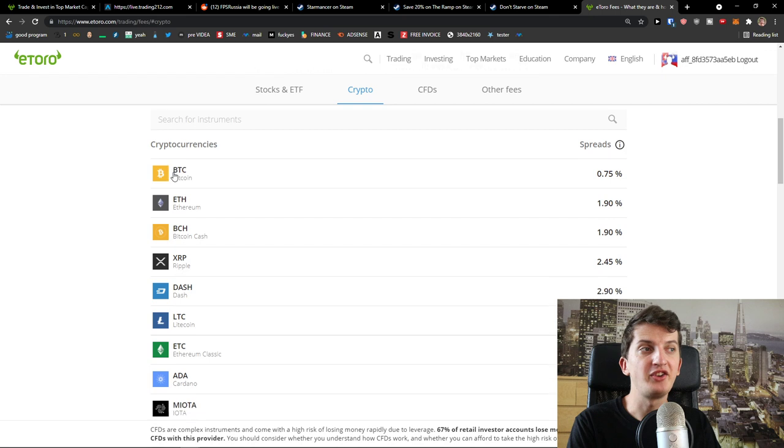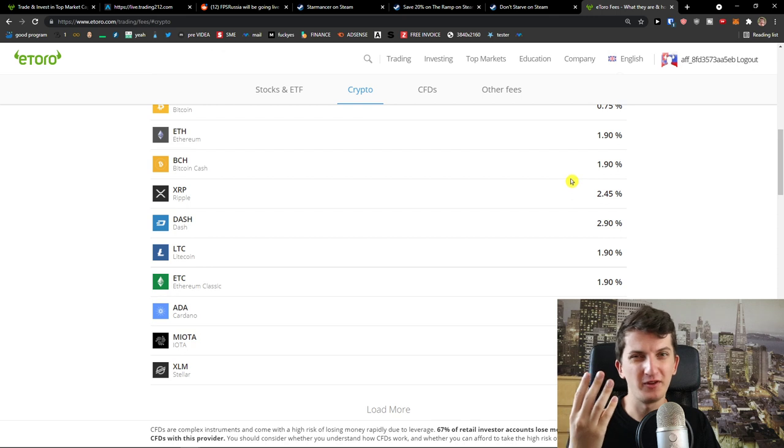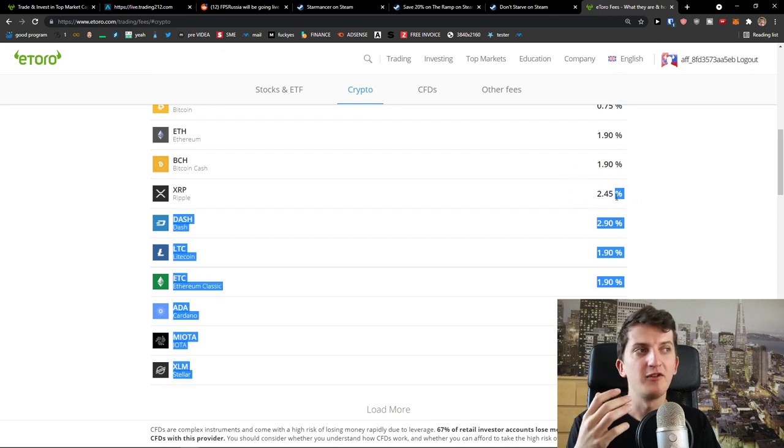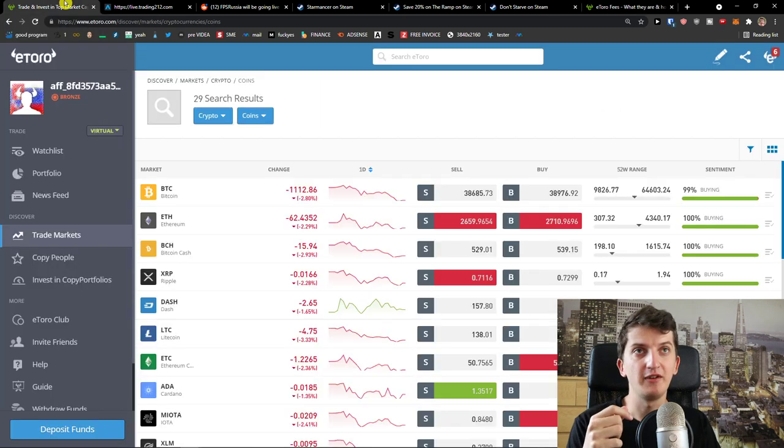Comparing to other platforms like Binance, Coinbase Pro, crypto.com, and also Gemini, eToro is really expensive, like Ethereum 2%. Binance got 0.10, Coinbase Pro 0.50, Gemini 0.25, Bitvavo 0.30 or something like that, Ripple 2.45. It's not worth it at all to actually do this, right? So that's something you should definitely keep in mind.